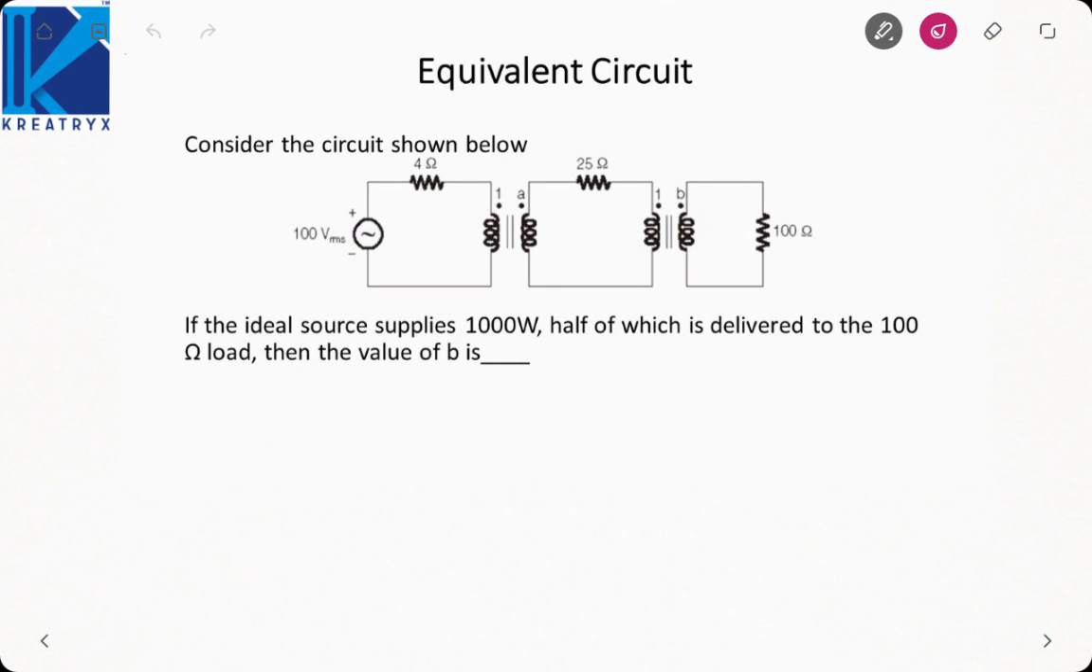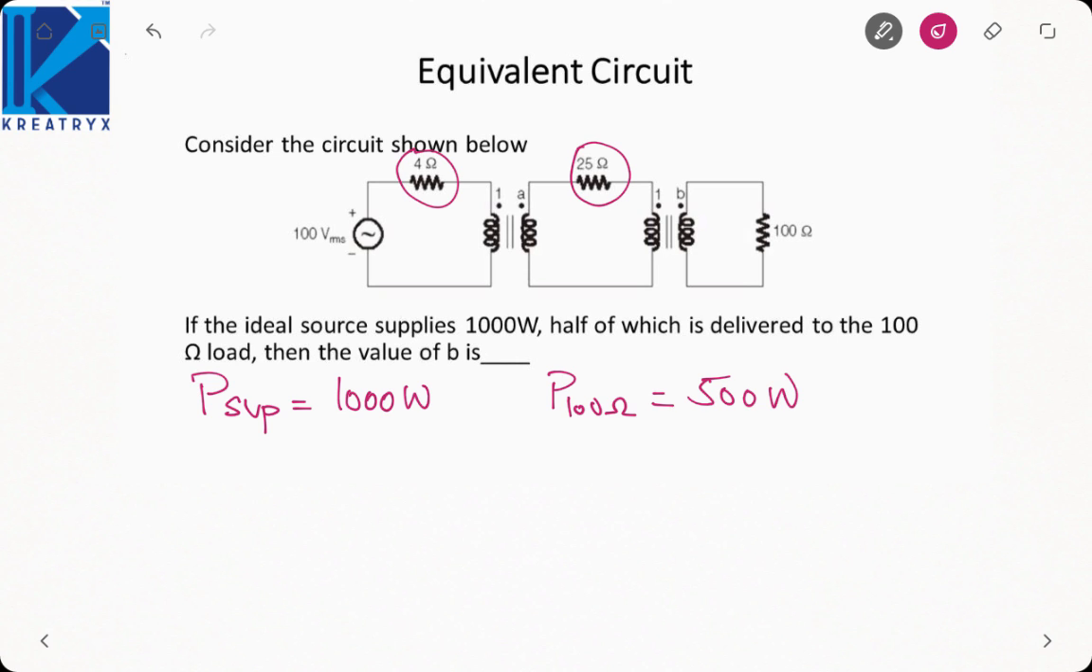Moving to the next problem. It is saying consider the circuit shown below, if the ideal source supply is 1000 watt, half of which is delivered to the 100 ohm load, what is the value of B? Now it is giving us the supply power. Okay. And it is saying the 100 ohm absorbs half of this, that is 500 watt, which means the other half is absorbed by the 4 ohm and 25 ohm resistances. Now it is asking us the value of B.